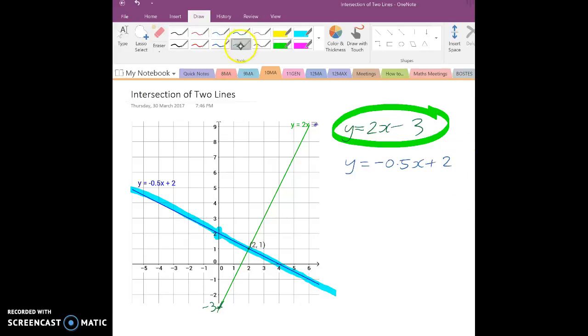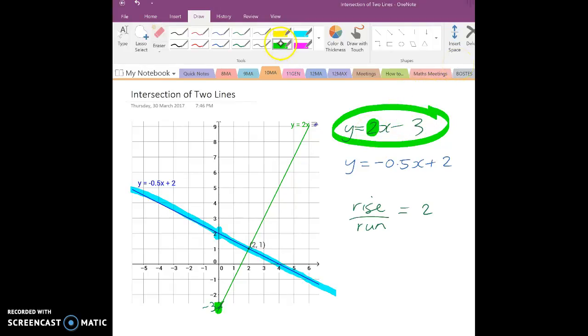Alright, so now let's have a look at our next one. So here's my y-intercept, negative 3. Where is it? Down there. Now what's the gradient of that one? Rise over run equals 2. This bit here. Okay, I'll just wipe out the other bit.